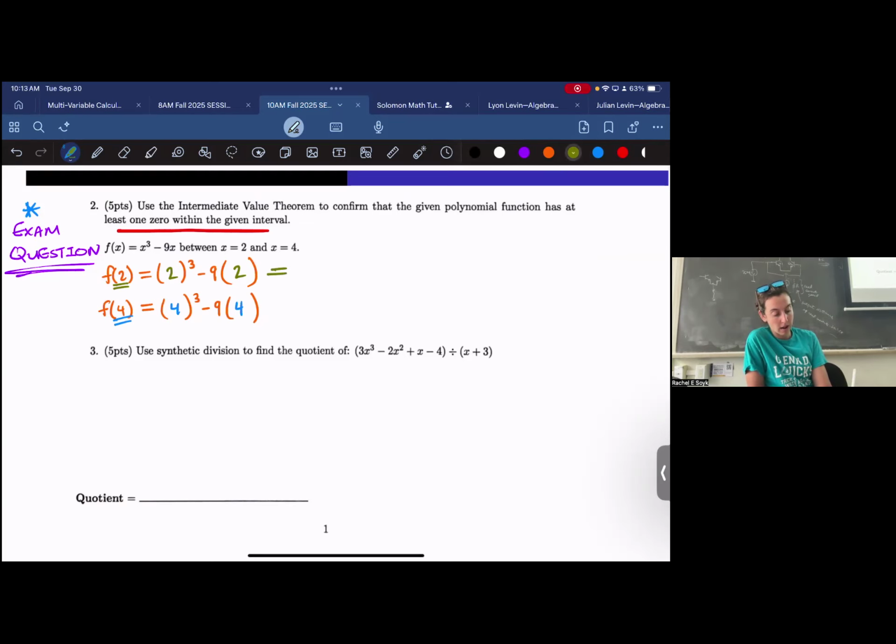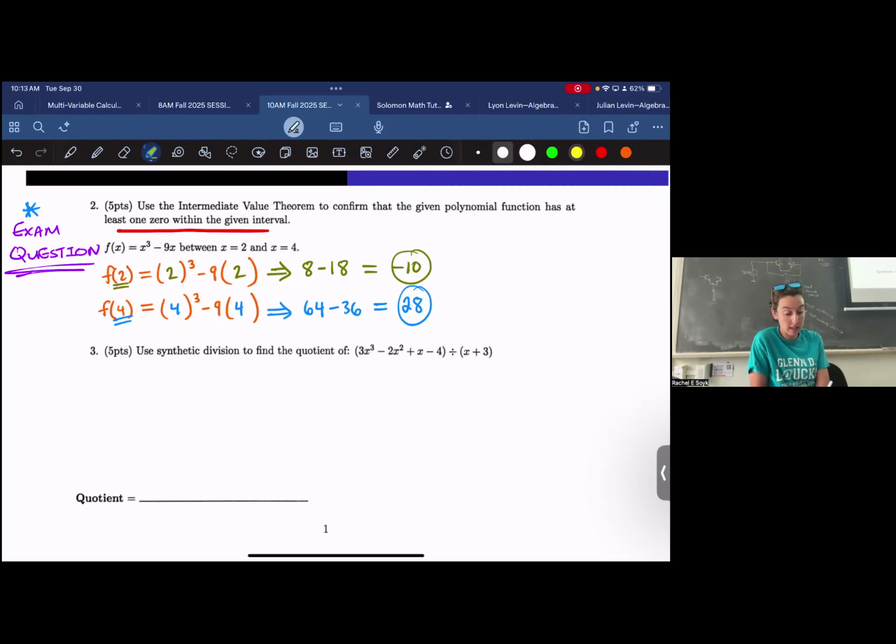And now let's evaluate. 2 to the third is 8. 9 times 2 is 18. So f of 2 gives us -10. 4 to the third is, we know 4 to the second is 16, and then 16 times 4 gives you 64. And then 9 times 4 is 36, so 64 minus 36 gives you positive 28.